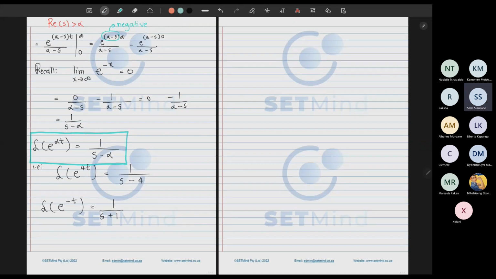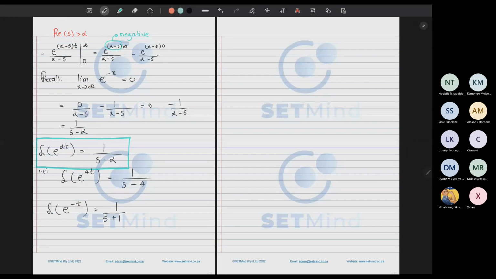Do we understand? I have a question. Yep. How do we know that the real part of s is actually greater than the lambda? I mean, the alpha.